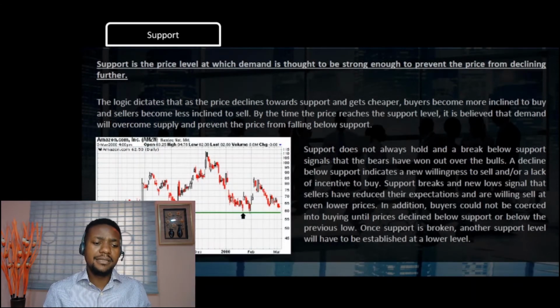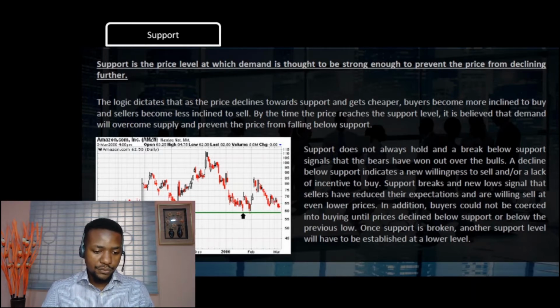The logic dictates that as the price declines towards support and gets cheaper, buyers become more inclined to buy and sellers become less inclined to sell. And by the time price reaches the support level, it is believed that demand will overcome supply and prevent price from falling below support. Support does not always hold, you should note that. A break below support signals the bears have won over the bulls. And once support is broken, another support level will be established at a lower level.